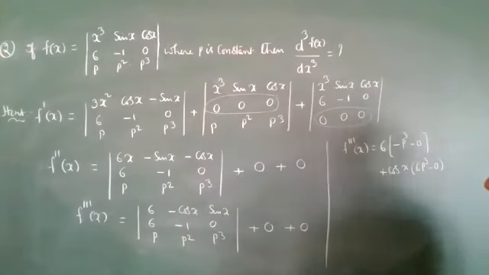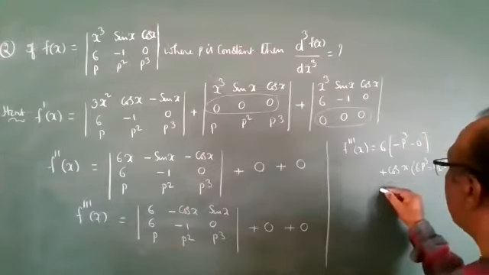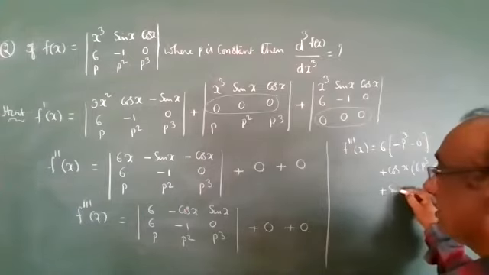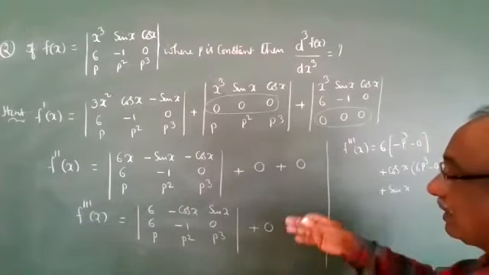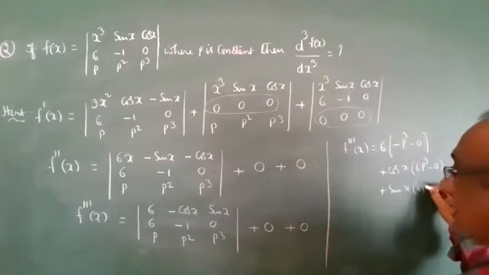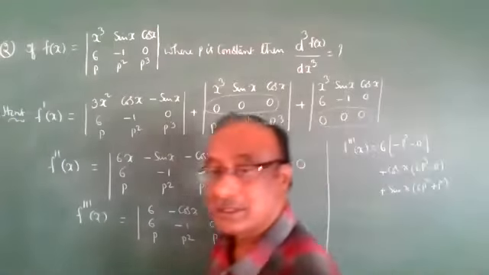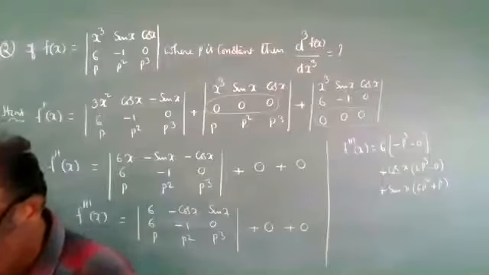Next one is the sin x. Write down the sin x, with its row and column deleted, 6p square. 6p square, minus minus is the plus p. That is the answer.